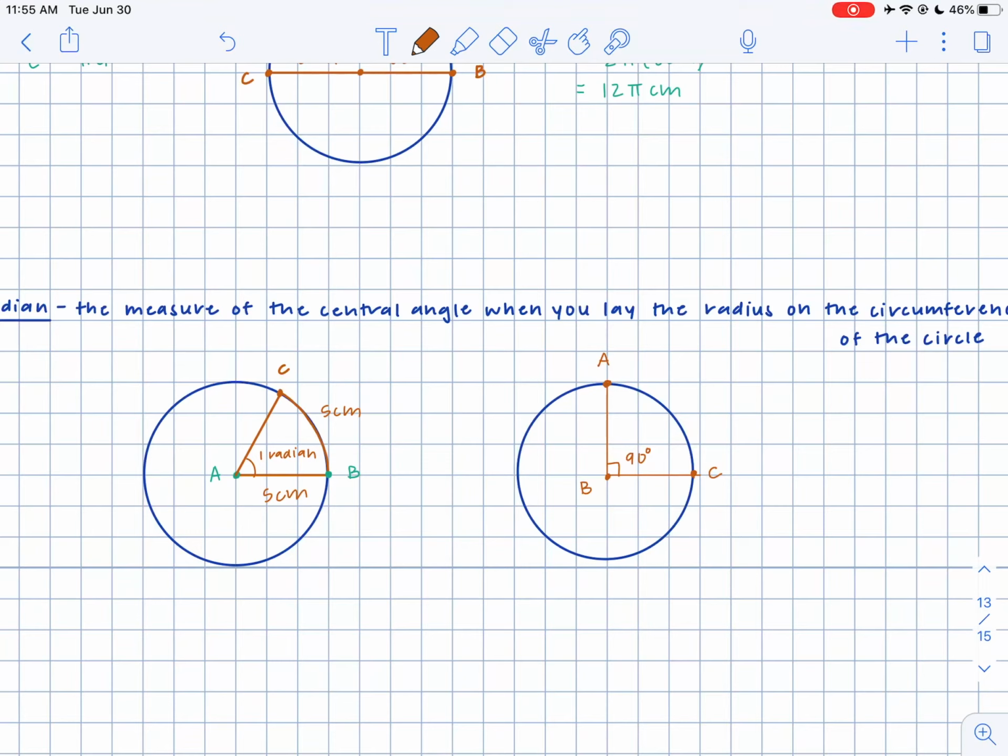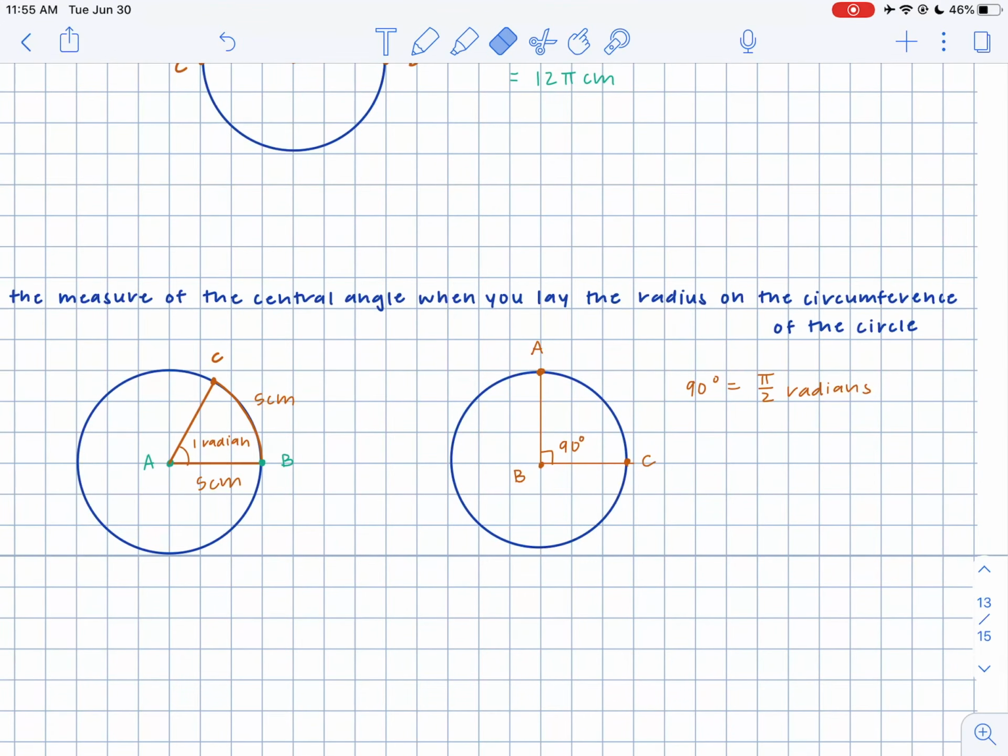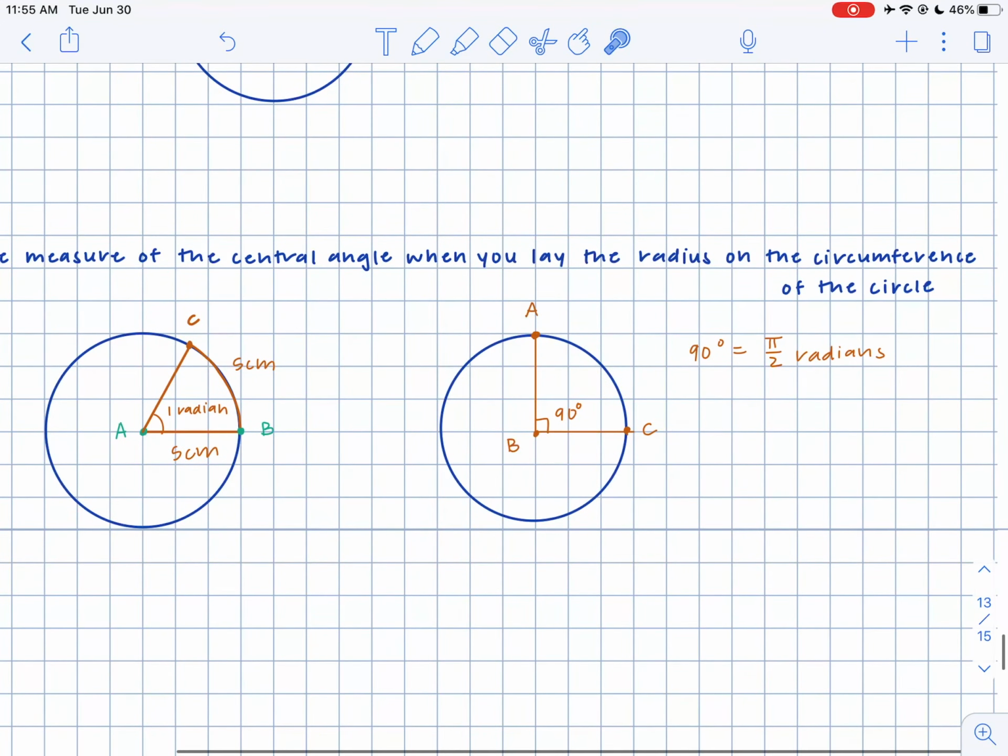So you can measure this angle in degrees or in radians. You don't have to know this, but you can convert degrees to radians and you can convert radians to degrees as well. So I'm going to tell you that 90 degrees is also the same thing as pi over 2 radians. I know that looks weird, but just bear with me.